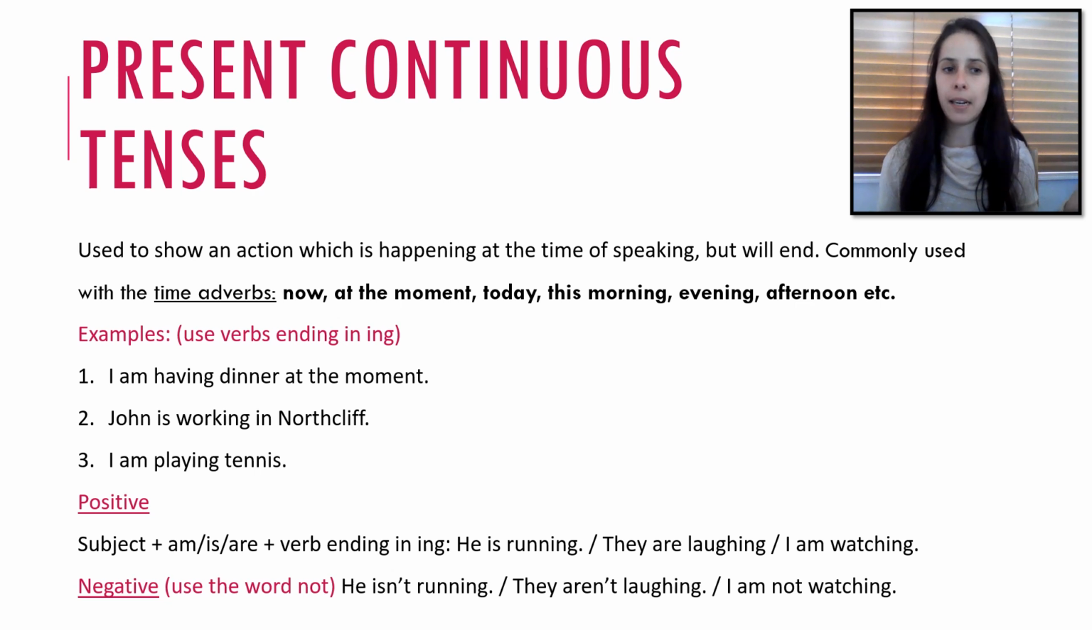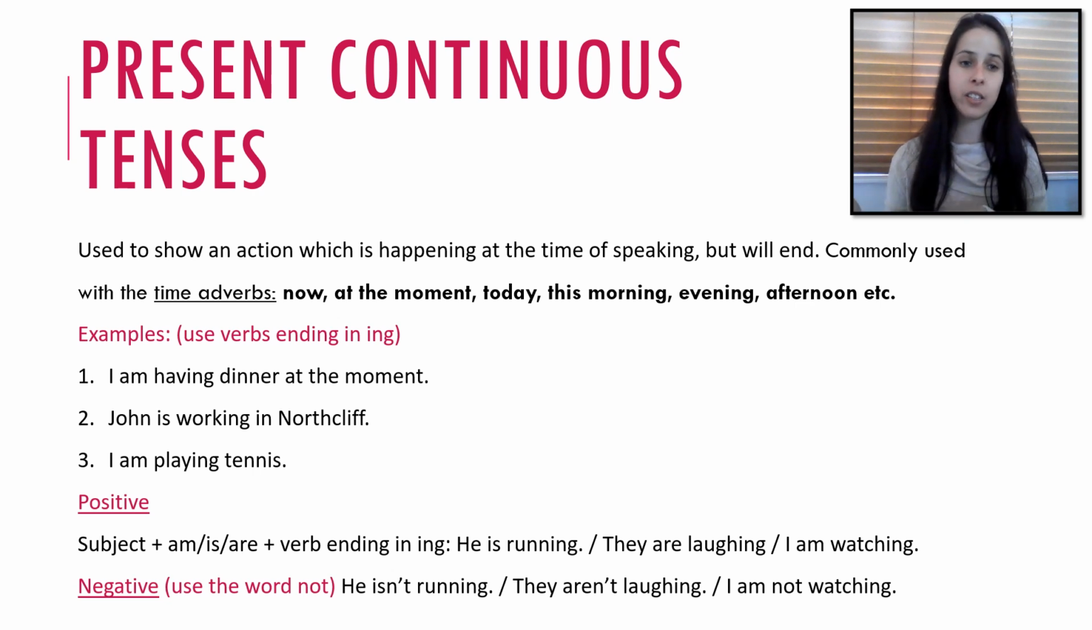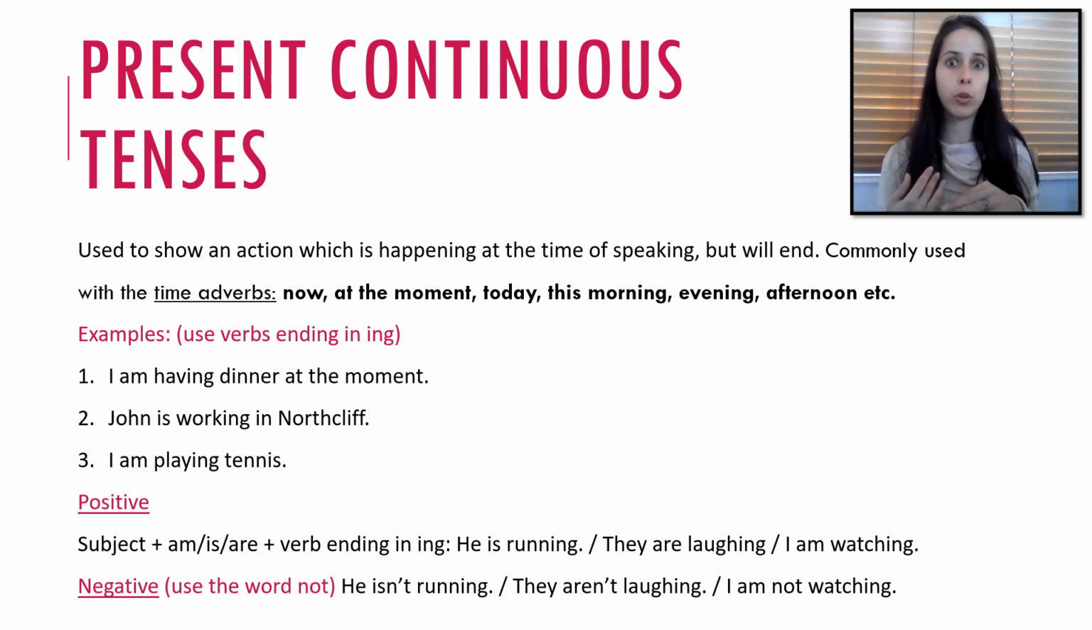Then I am playing tennis. I obviously eventually stop playing tennis. Number 3, I used a very similar sentence with present simple tense. So for present simple tense, we use the sentence I play tennis. And for present continuous tense, we use the sentence I am playing tennis. So you can really see a difference with those verbs. So pay careful attention to that.